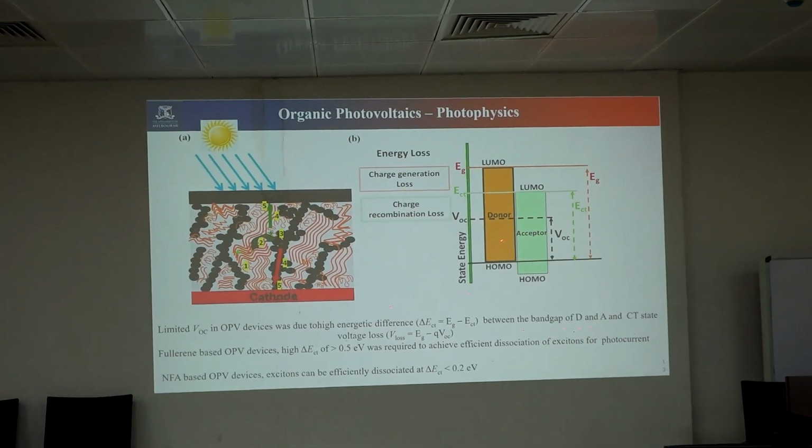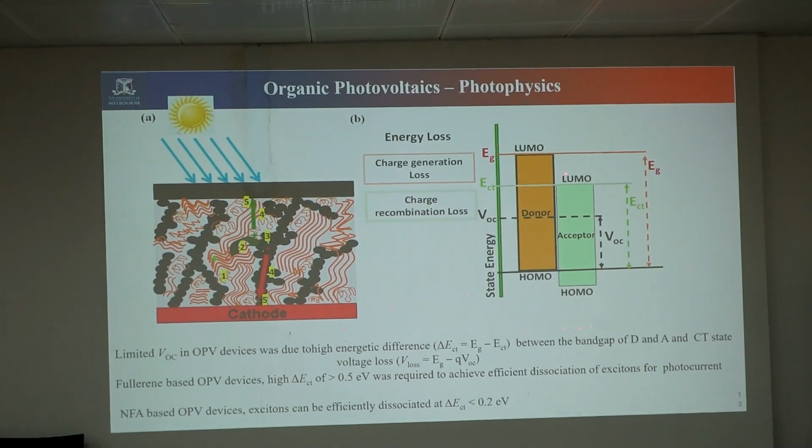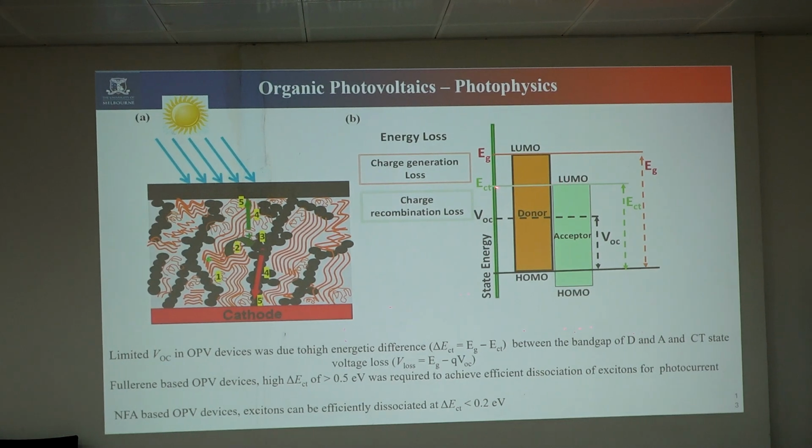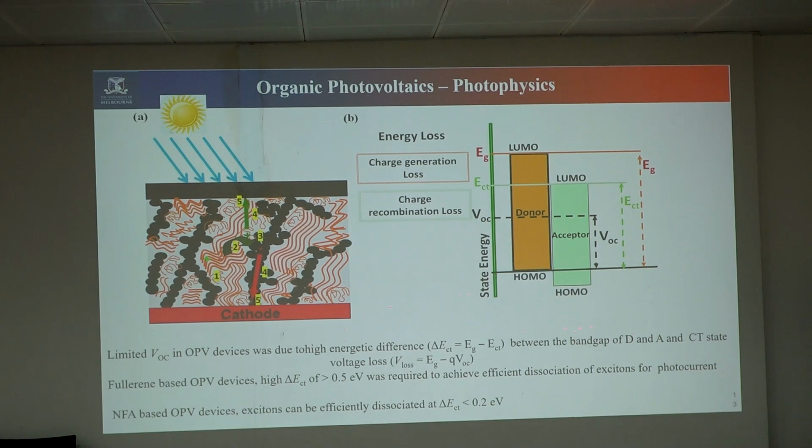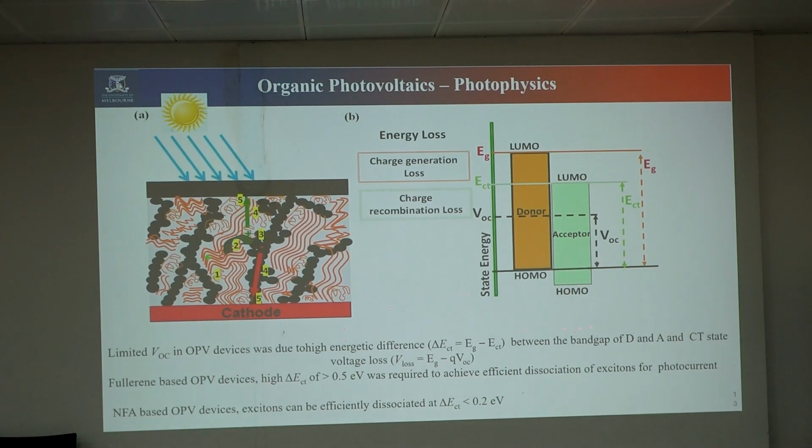In this band gap we are losing some energy to charge generation. From the band gap to charge transfer, we are losing this amount of energy, Eg minus ECT, for generating charges. After generating charges, the charges should move through the acceptor or donor phase.